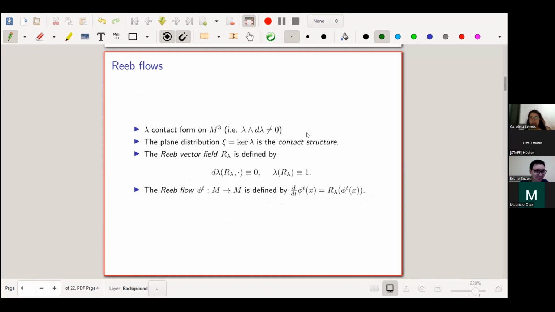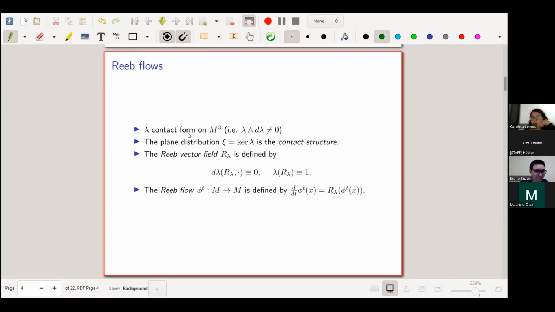So now that we have defined transverse foliations, I will define the other ingredients, which are the Reeb flows. And as I will explain later, Reeb flows are closely related to Hamiltonian flows and to symplectic manifolds. So the definition of a Reeb flow is the following.